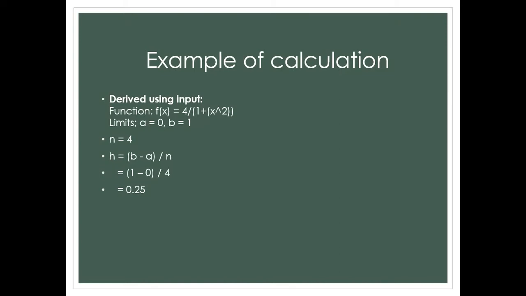We derive using the input, where the function is fx equal to 4 over 1 plus x squared, which is given in the equation. The limits are a equal to 0 and b equal to 1. The number of n chosen is 4, and then we use again the formula h equal to b minus a over n, and we got the value 0.25.